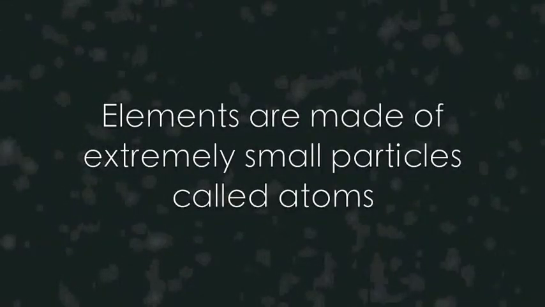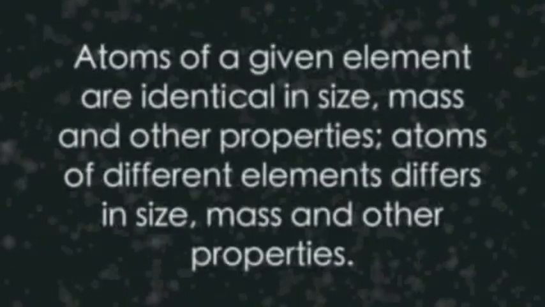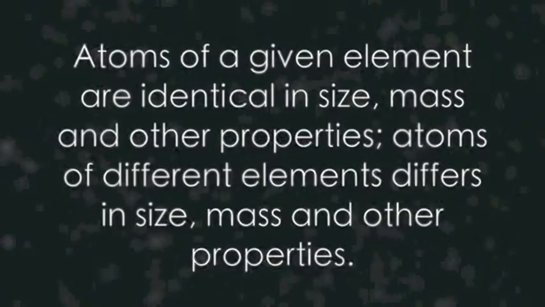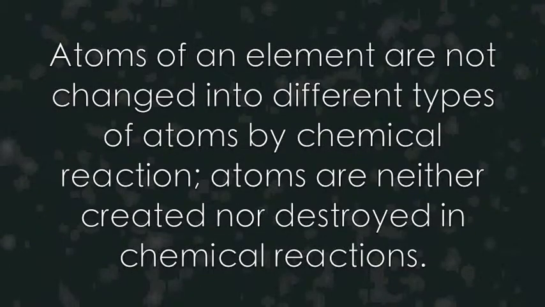First, elements are made out of extremely small particles called atoms. Second, atoms of a given element are identical in size, mass, and other properties. Atoms of different elements differ in size, mass, and other properties. Third, atoms of an element are not changed into different types of atoms by chemical reaction. Atoms are neither created nor destroyed in chemical reaction.